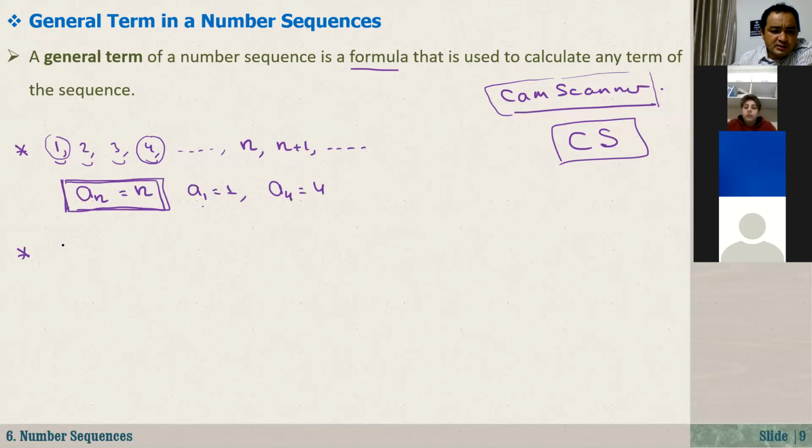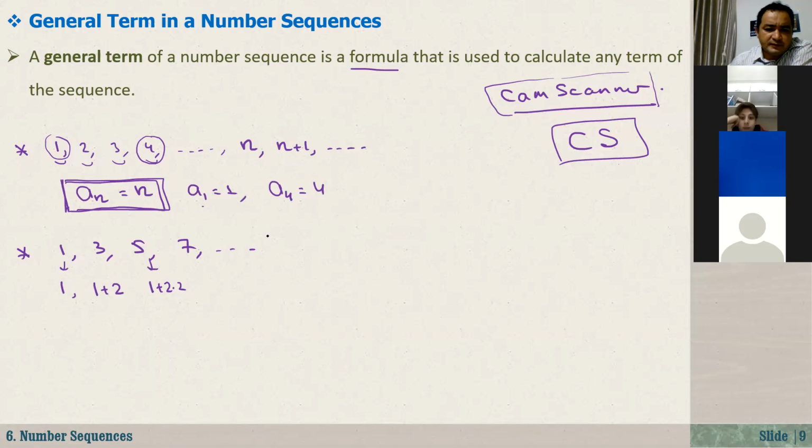And how about this number sequence? 1, 3, 5, 7, dot, dot, dot. As you see here, the first term, I can write it as 1. And the second term, I can write it as 1 plus 2. And the third term, I can write it as 1 plus 2 times 2. So these are odd numbers, right? This is the first term, second term, third term, fourth term.